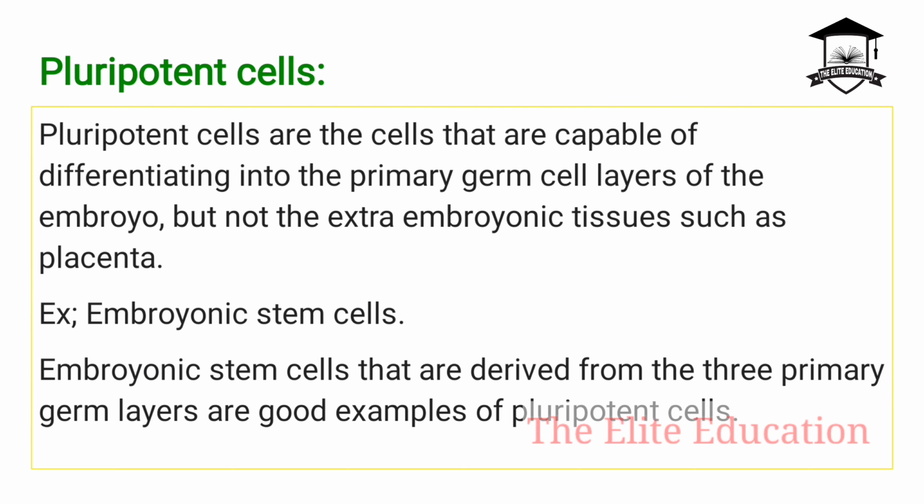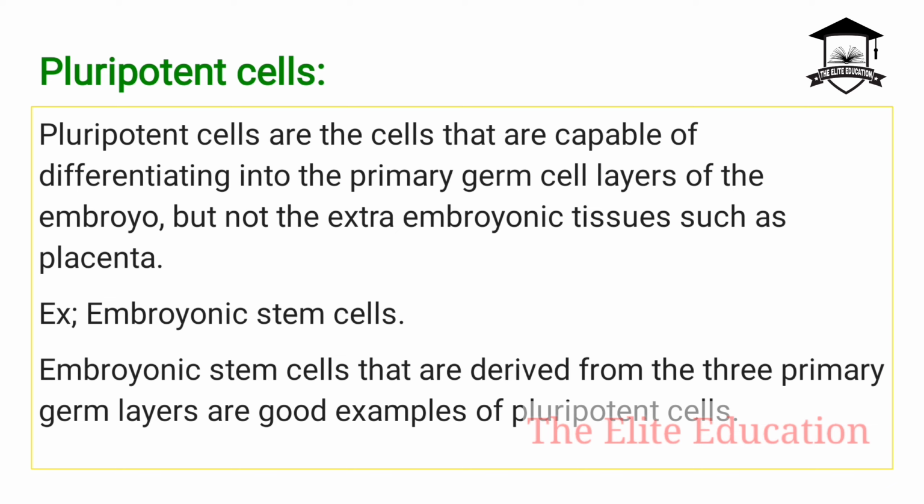Pluripotent cells. Pluripotent cells are the cells that are capable of differentiating into primary germ cell layers of the embryo, but not the extraembryonic tissues such as placenta. An example is embryonic stem cells. Okay, so the definition is itself very simple.